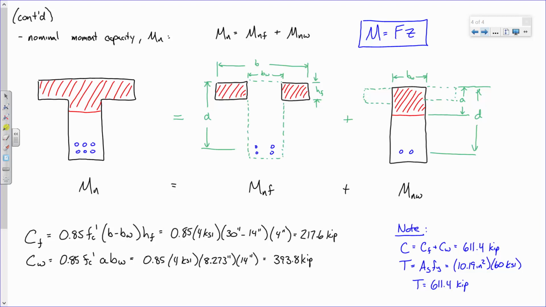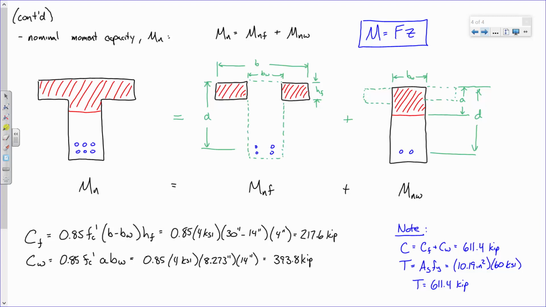We call that a reason for a marker drop. That's a check when you're doing a T-beam analysis. You're computing your compressive forces separately, and you compute your tensile force, and the C has to equal T. So it's a check to see whether or not your math makes sense. Is everybody okay with that?